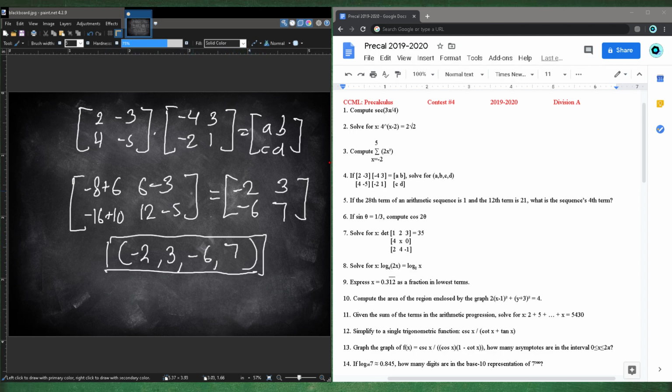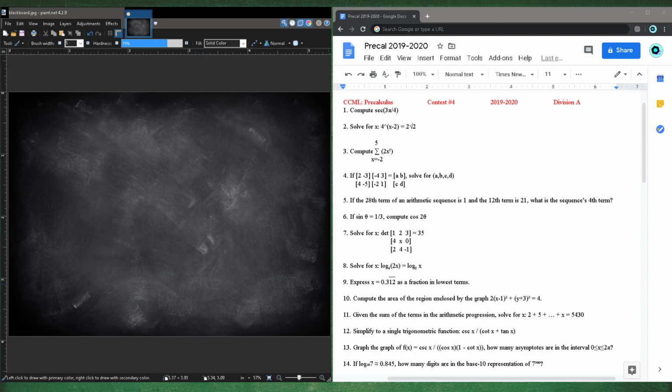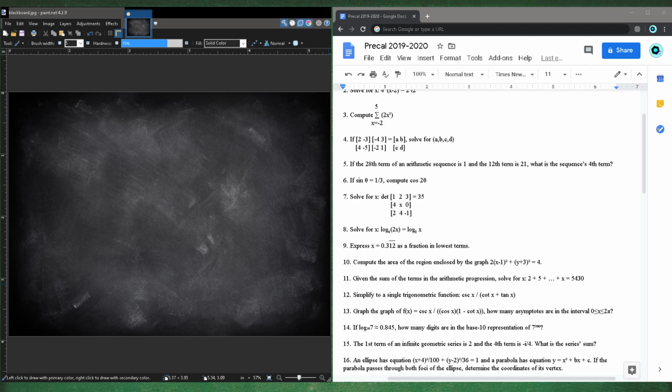Okay, and that is your answer for number 4. Okay, number 5. If the 28th term of an arithmetic sequence is 1 and the 12th term is 21, what is the sequence's fourth term? Right, so let's keep the terms on top. So the 28th term is 1. The 12th term is 21, and we have to find the 4th term.